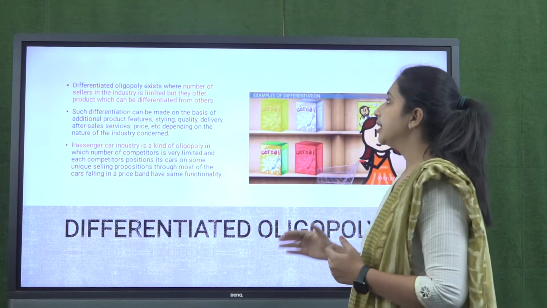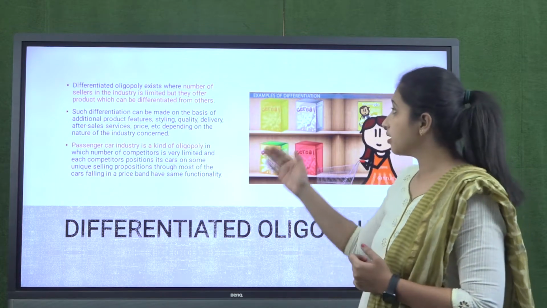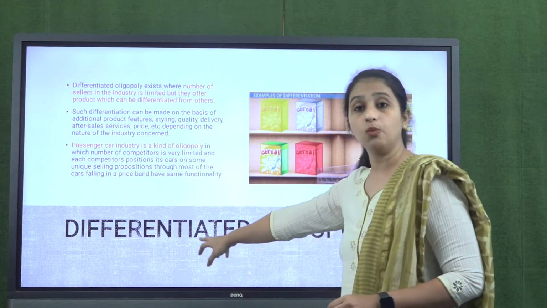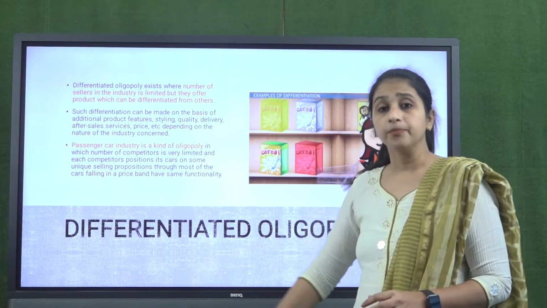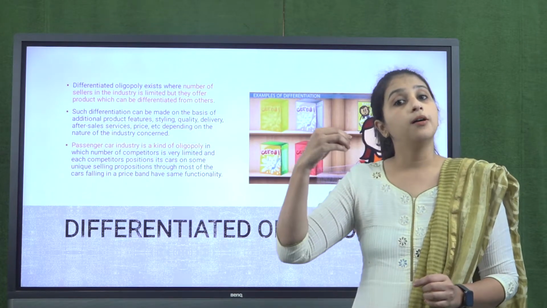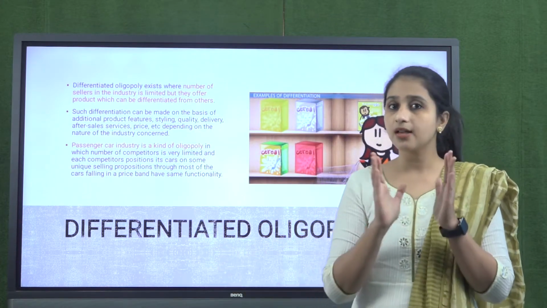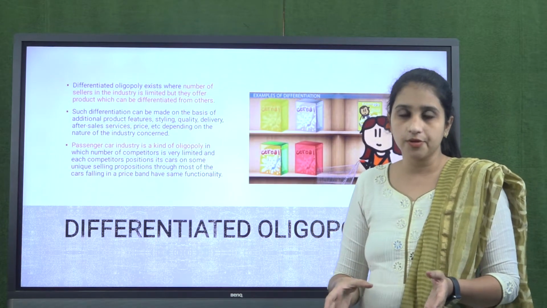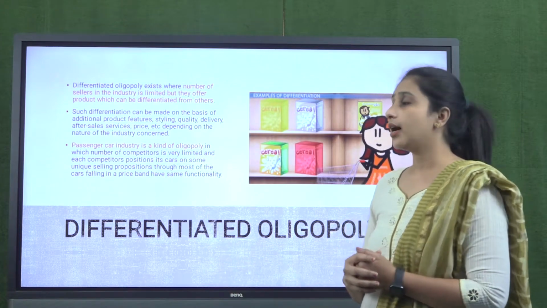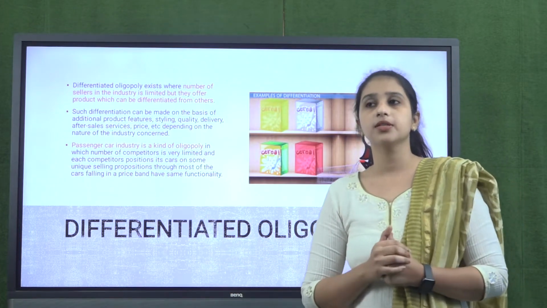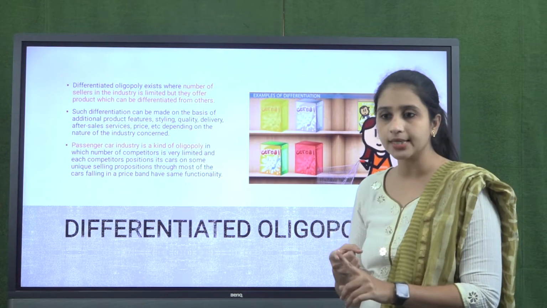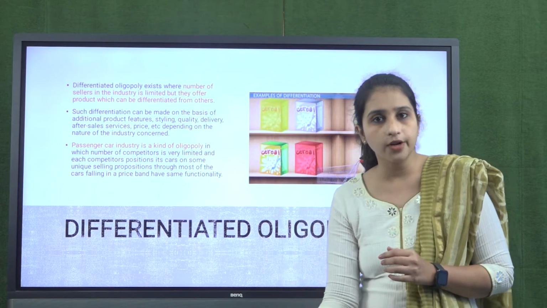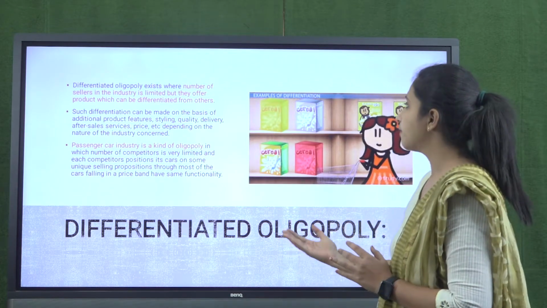The next one is differentiated oligopoly. Here, the number of sellers in an industry is limited, but as you can see from the word differentiated, it means they are offering a product in various ways. There is product differentiation that exists in this particular type of industry. Differentiation can be in terms of price, quality, or the product features that you offer to your customer. So there are various ways of differentiation.